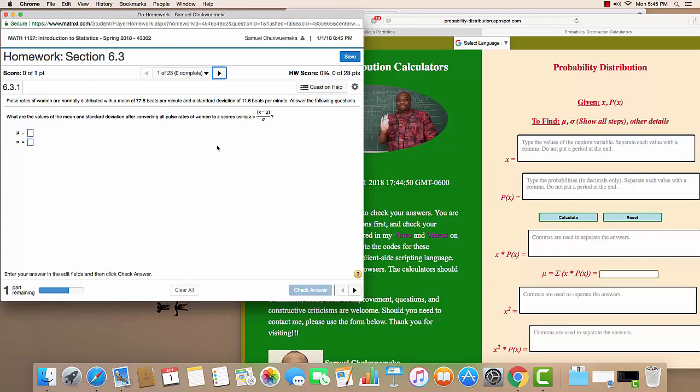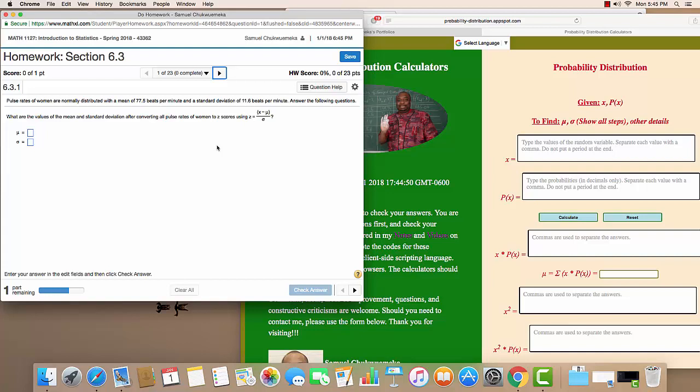Question 1. Pulse rates of women are normally distributed with a mean of 77.5 beats per minute and a standard deviation of 11.6 beats per minute. What are the values of the mean and standard deviation after converting all pulse rates of women to z-scores using that formula? So when you convert to z-scores, that is the standard. Z-score is also known as the standard score or standardized score.